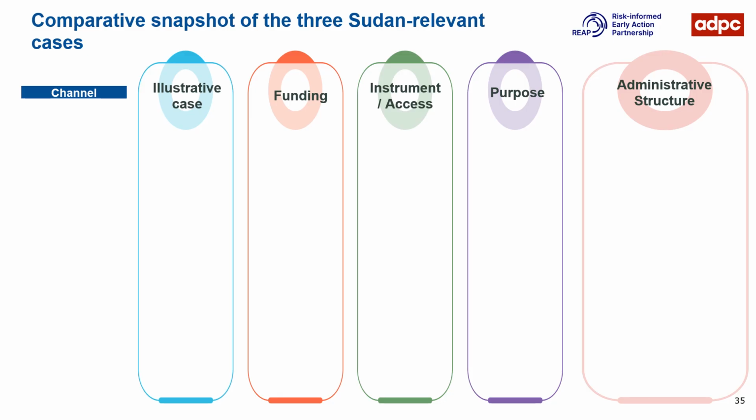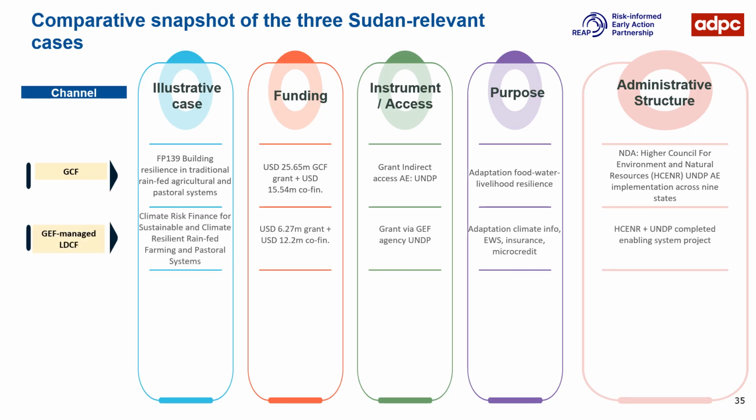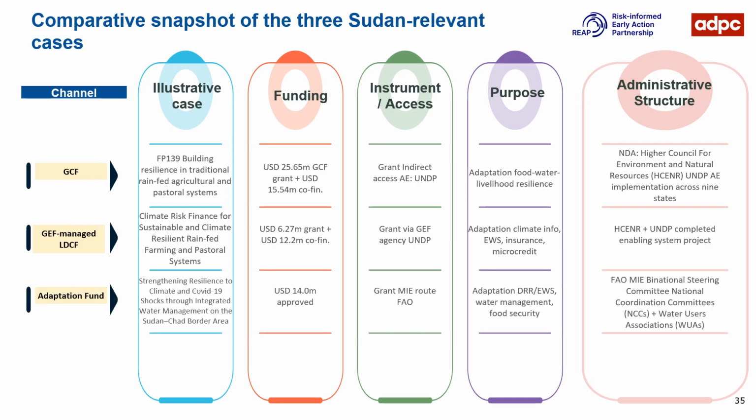This slide compares several Sudan-relevant climate finance cases. The GCF case supports resilience in traditional rain-fed agricultural and pastoral systems, with UNDP as accredited entity and implementation across multiple states. The LDCF case supports climate risk finance for rain-fed farming and pastoral systems, including climate information, early warning, insurance, and microcredit. The Adaptation Fund case focuses on integrated water management, disaster risk reduction, early warning systems, and food security in the Sudan-Chad border area.